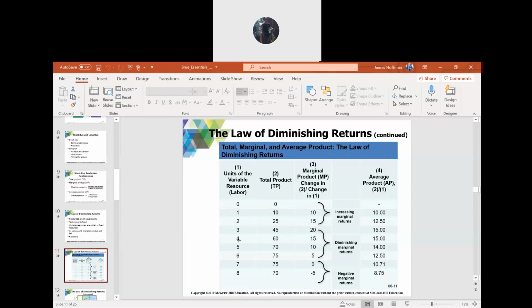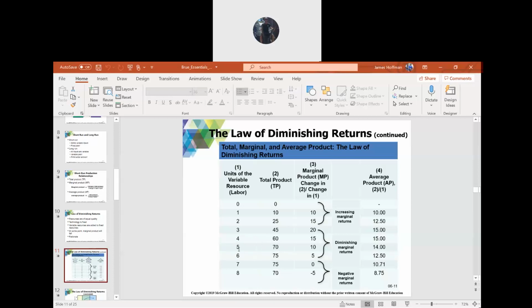So from going from 3 to 4, the marginal change goes from 20 to 15. And then going from 4 to 5, the marginal change goes from 15 to 10. And see how each additional unit after some point is productive, but less productive. And then there's also a turning point.